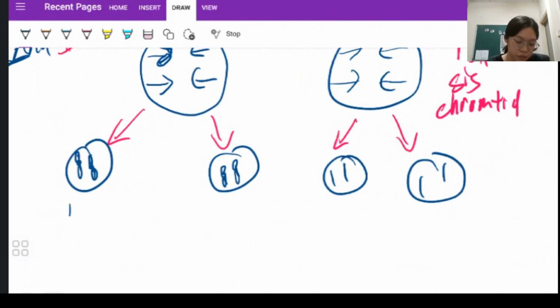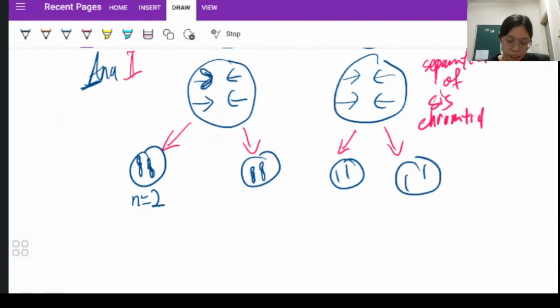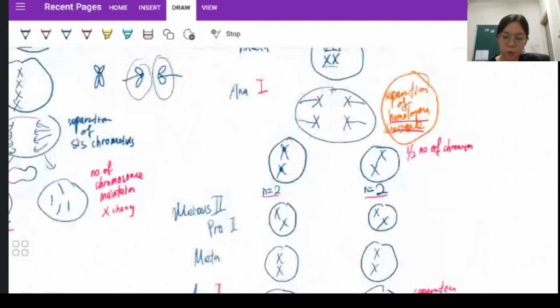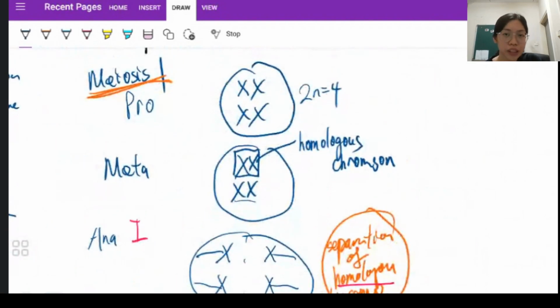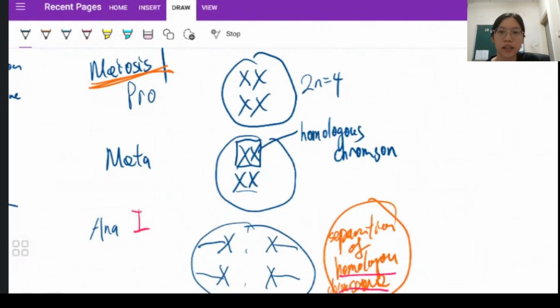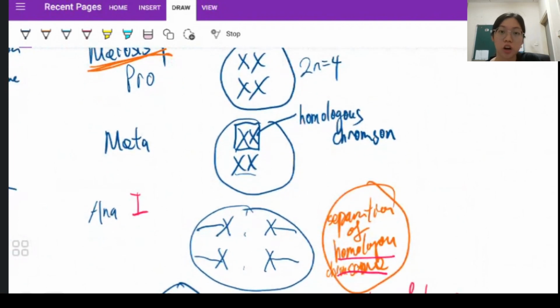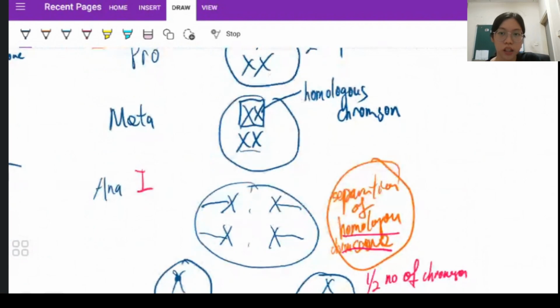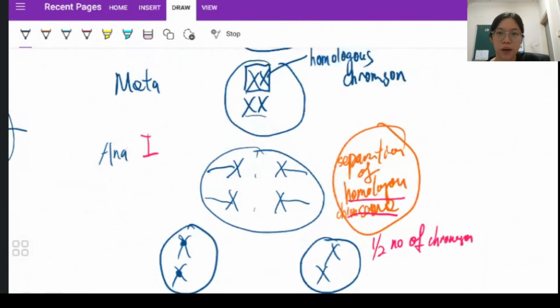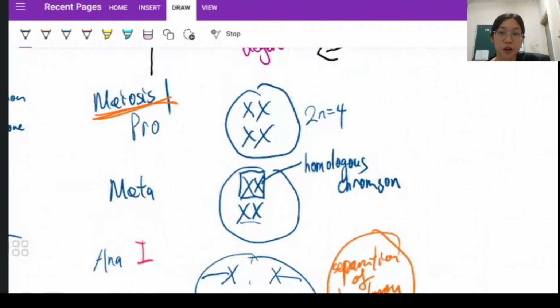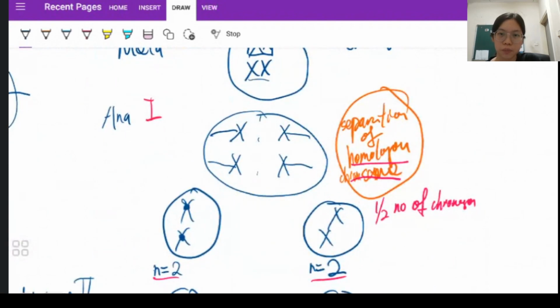So each cell still maintains n equal to 2. Right. Okay, so in the end it will lead to 4 cells. So the difference I'm trying to show you is that after meiosis 1, where separation of homologous chromosomes occurs in anaphase 1, the number of chromosomes becomes half already. Initially it's 4 chromosomes, now it becomes 2 chromosomes.